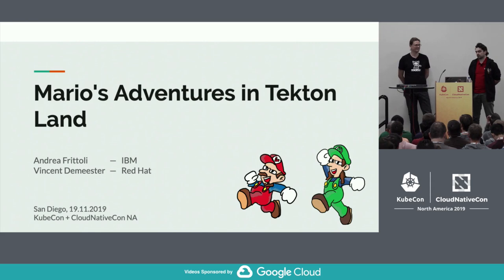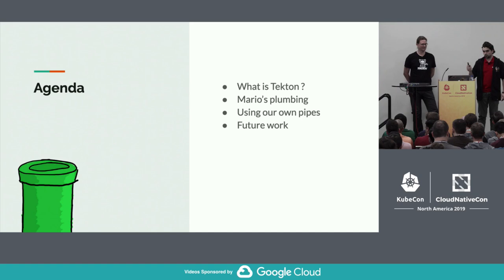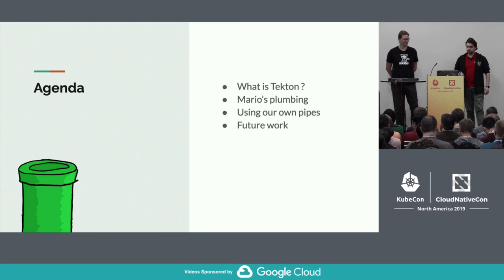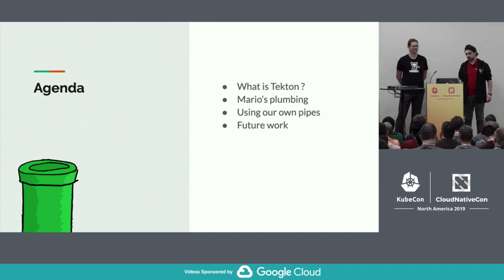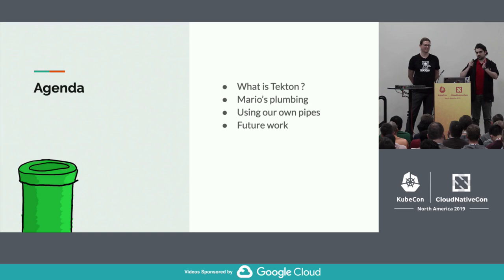So the agenda, we'll go quickly on what is Tekton. Hopefully people know a little bit about Tekton, or at least a little bit about how Kubernetes works, because otherwise it's going to be a little bit hard to follow, I think. Then we are going to talk about our plumbing, how we fixed things, how we discovered what was not working, and where we are right now, and what we need to do to actually have something that Tekton builds, Tekton just by itself.